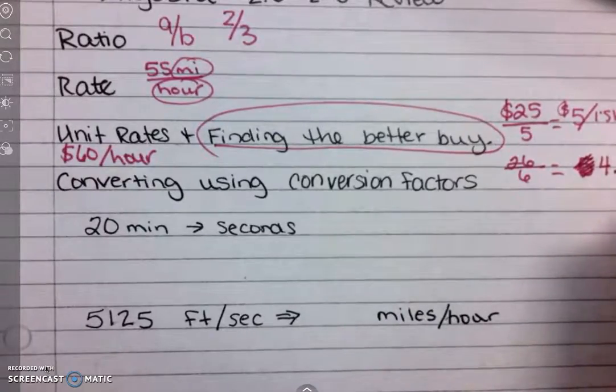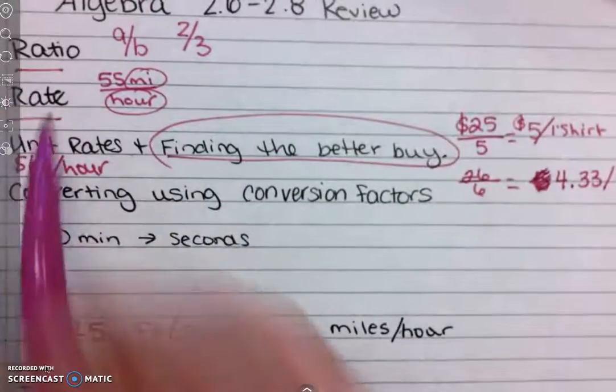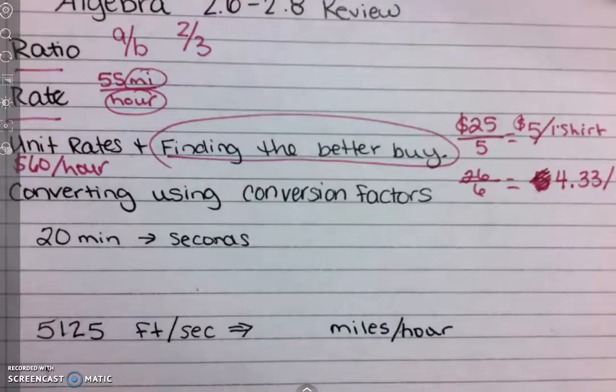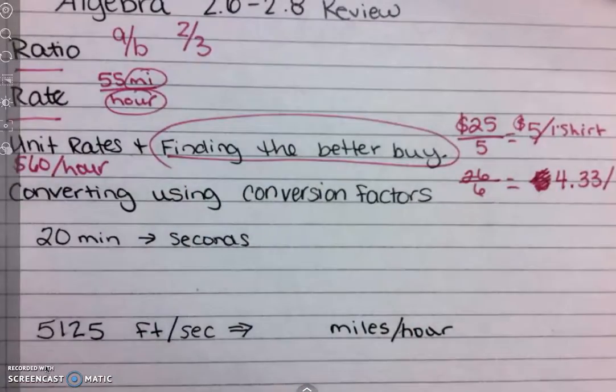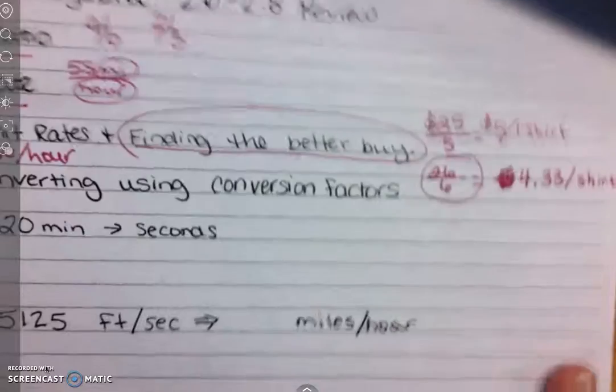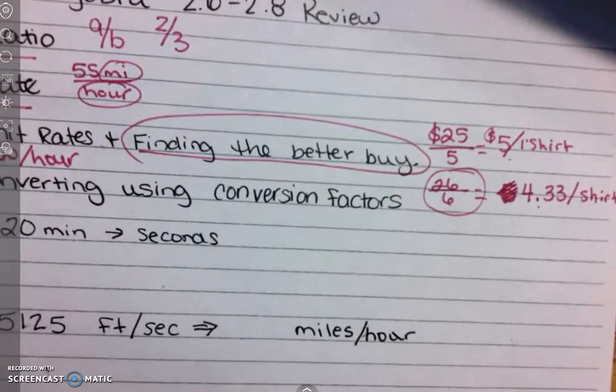per shirt. So it's going to ask you up here for ratio and rate and compare the two, or talk about the two. That's going to be words. If you were to show with numbers, that would probably be okay, but I would also put words. Here, the finding the better buy, you're going to have to actually show the work like this. So which is the better buy, the $5 per shirt or the $4.33 per shirt, right? Any questions about unit rates and finding them?